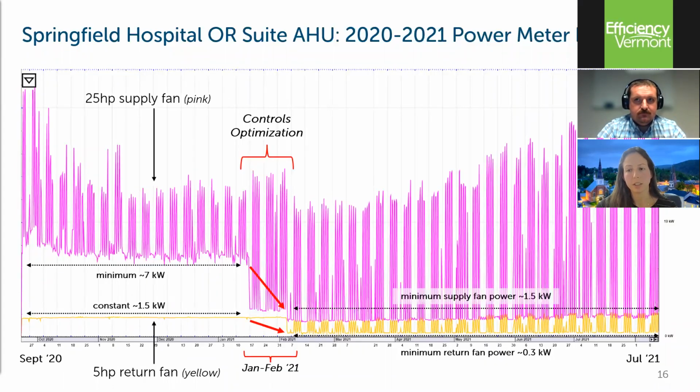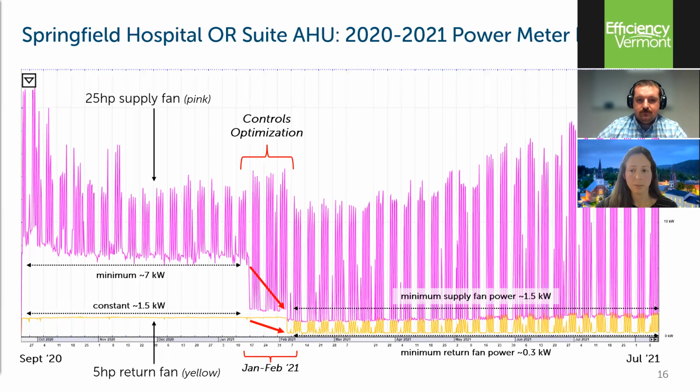So as part of the controls optimization project, Efficiency Vermont had sub-meters on the air handling unit fans to monitor changes in power draw. This graph starts in September of 2020 and ends in August of 2021, which you can see on the horizontal axis. The vertical axis is power, which goes from 0 to about 22 or 23 kW.